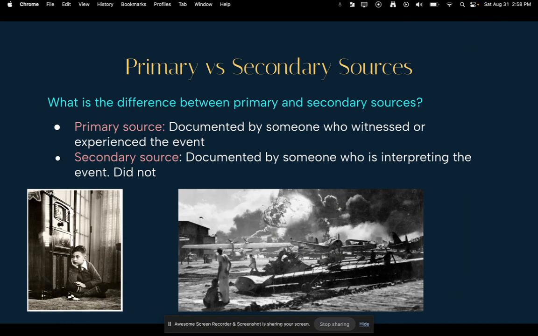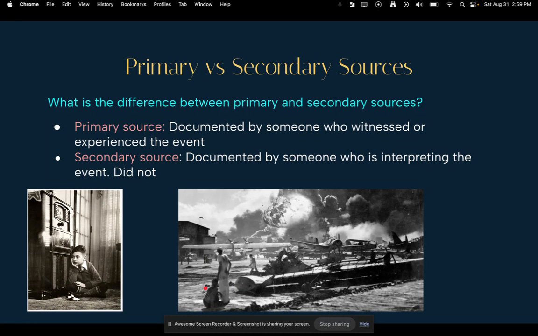So, for example, let's take Pearl Harbor. I know you guys probably learned about that in US history. So, an example of a primary source would be this soldier right here. This soldier is looking at what is happening at Pearl Harbor. He is witnessing the event for himself. So if he wrote a letter to his mom saying, "Mom, you're never going to believe what happened," that would be a primary source because he witnessed the event.